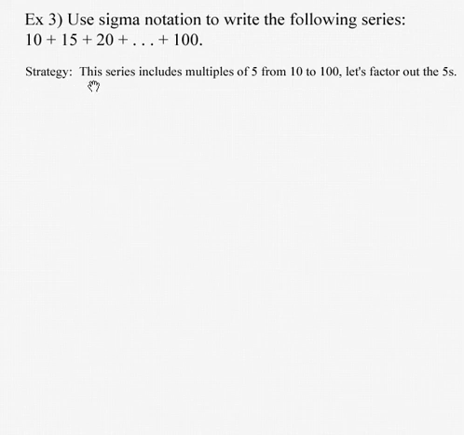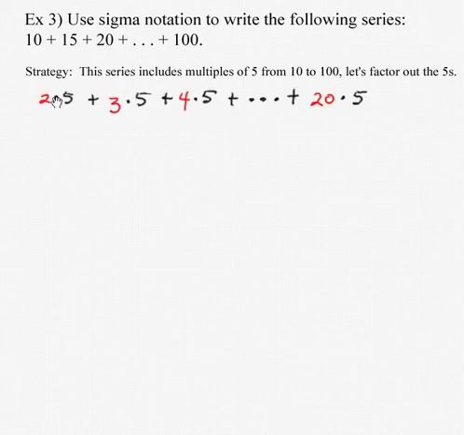One is look at a strategy. We've got multiples of 5. Starting at 10 though, and going to 100. If we factor out the 5s, we could say 10 is 2 times 5, 15 is 3 times 5, 20 is 4 times 5, and 100 is 20 times 5.